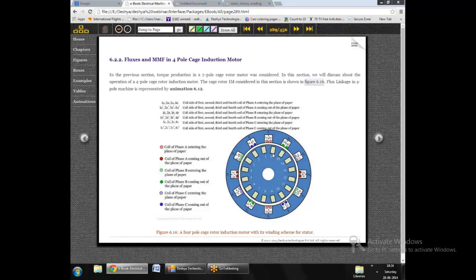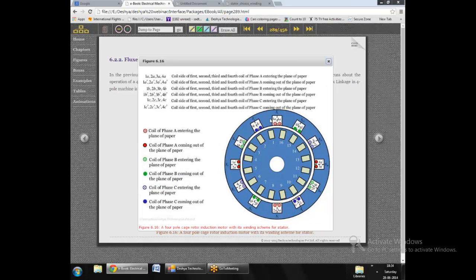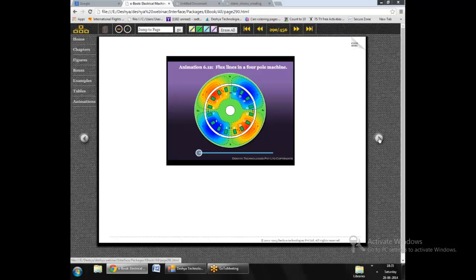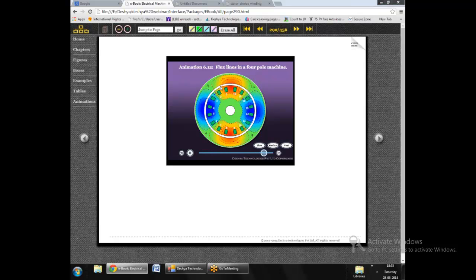And here, to illustrate the operation of a four-pole machine, we have again considered a machine which has 12 slots on the stator and 16 slots on the rotor, but the winding is now done in a different way, and now this winding is capable of producing 4 poles, and it's a double layer winding. The 4 poles of the machine look in this fashion as shown in this animation. So this creates a rotating 4 poles.